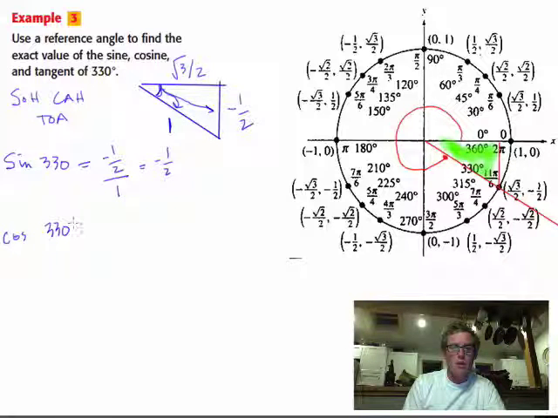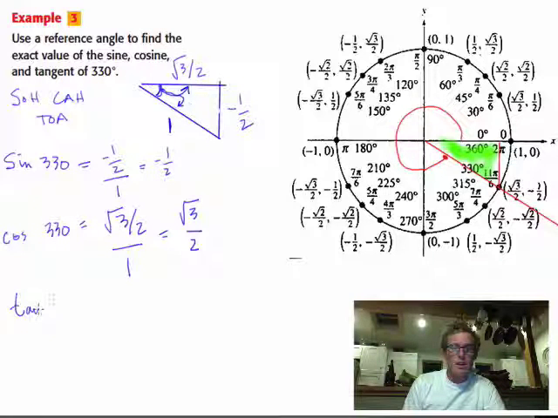Next up, cosine of 330. Cosine of 330 is going to be, let's erase these arrows in here, adjacent over hypotenuse. So this is going to be root 3 over 2 all over 1. And same thing as with sine, since it's all divided by 1, I'm just going to rewrite this as root 3 over 2.